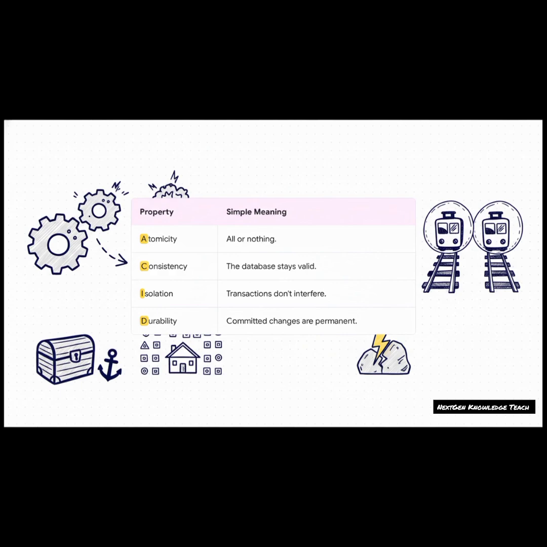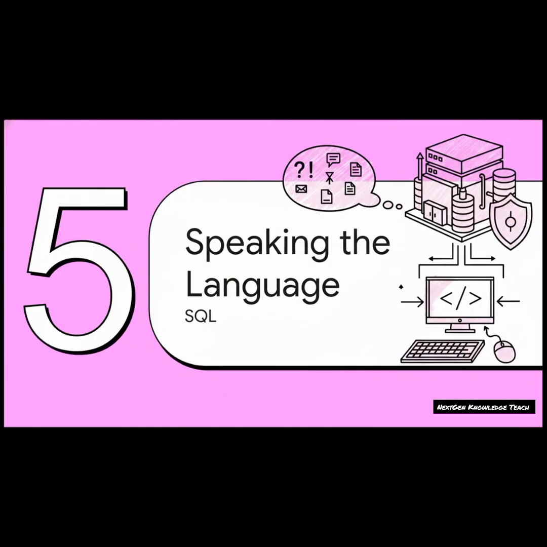Atomicity, it's all or nothing. Consistency, the house rules are never, ever broken. Isolation, 2 different people doing things at the same time won't mess each other up. And durability, once a change is committed, it's there for good. It survives anything. So we have this amazing house.